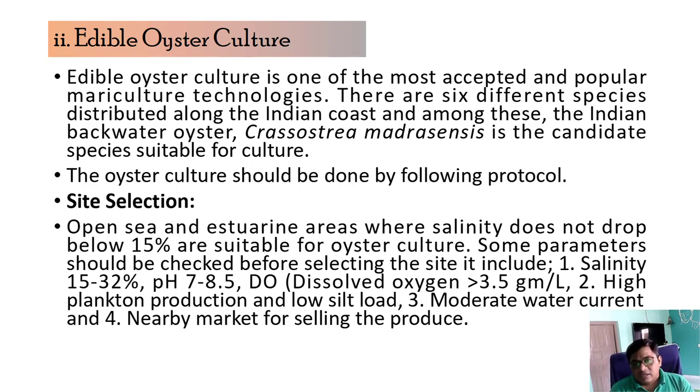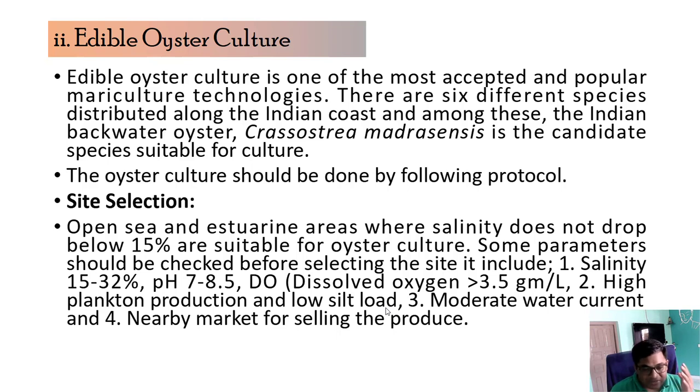So there are about 6 different species distributed along the Indian coast, and among these, the Indian backwater oyster Crassostrea madrasensis is the candidate species suitable for culture. So the oyster culture should be done by the following protocols. The protocol is there for culturing these edible oysters. Number 1 and very important protocol is the site selection.